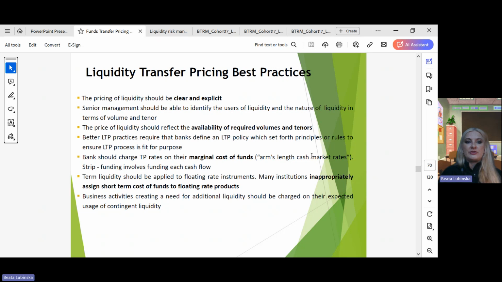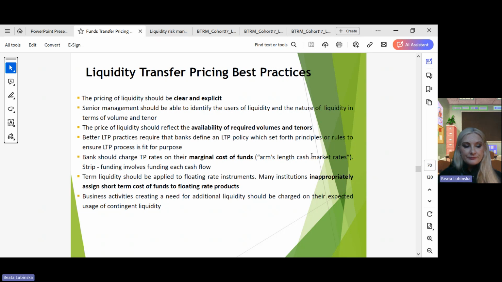So, an important point. Term liquidity should be applied also to floating rate instruments. Many institutions inappropriately assign short-term cost of funds to floating rate products. So, okay, imagine you have two products. One is a fixed rate asset with a repricing period of 5 years and maturity of 5 years. It is a fixed rate bullet asset.